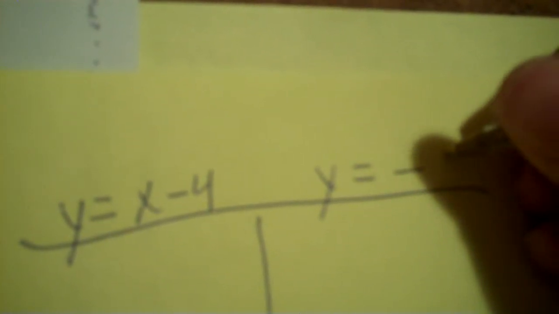Example 4. No, example 3, my bad. Okay. Again, you need to find the coordinate that works for both of them. Okay. Example 3. On one side, y equals x minus 4. On the other side, y equals negative x.